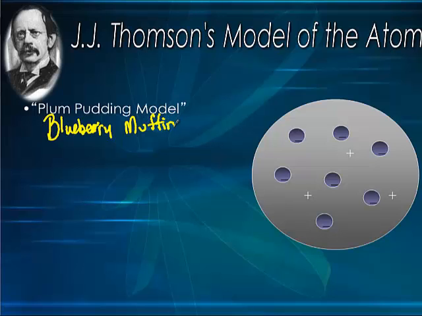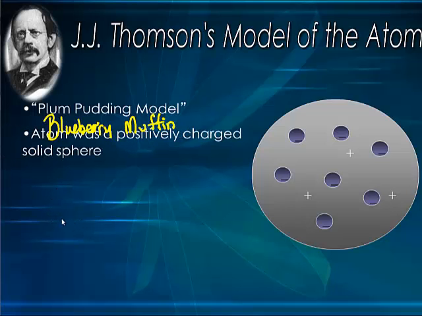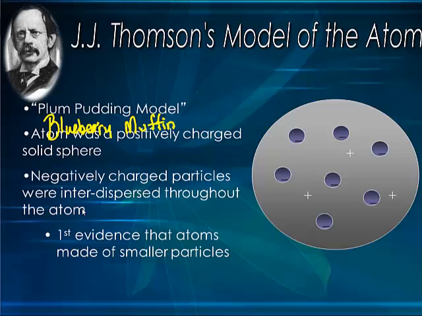The reason I call it the blueberry muffin model is because in the Thomson model here, he said that the atom itself was a positively charged solid sphere, very much like what Dalton said, and that would be the muffin part of our blueberry muffin. But interspersed, spread out throughout that muffin, were these negatively charged particles, not referred to as electrons at the time. He found that atoms have these charged particles, and the atom itself was positively charged with these negatively charged particles throughout the atom. This gave us the first idea that atoms were made up of actually smaller particles, what we refer to as subatomic particles.